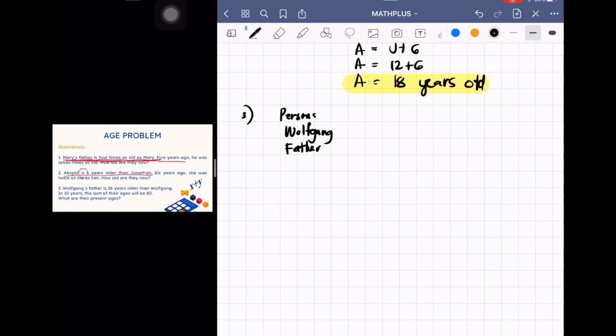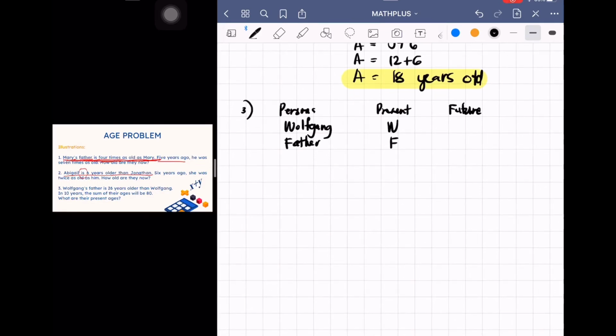The tenses given are present and future. So at present, I'll represent Wolfgang with W, the father with F. In the future, the time reference is in 10 years, so that means an additional 10 to their present ages. Going back to the statement, Wolfgang's father, so that's F, is 26 years older than Wolfgang. So that's 26 more than the age of Wolfgang.